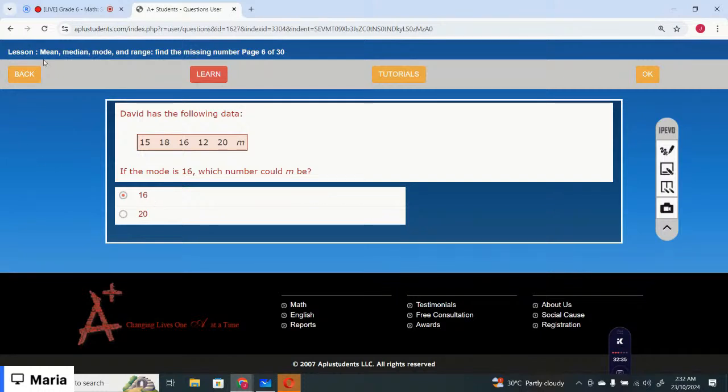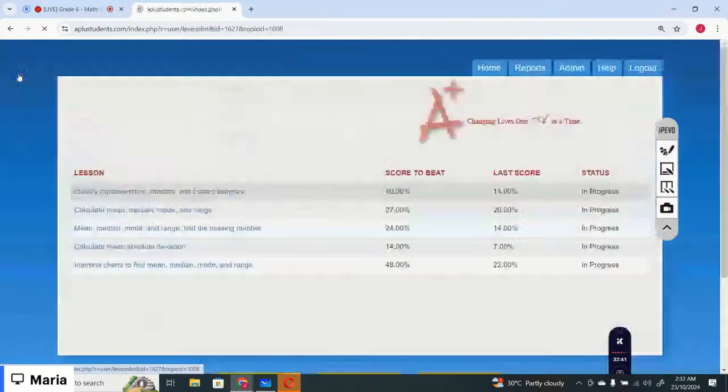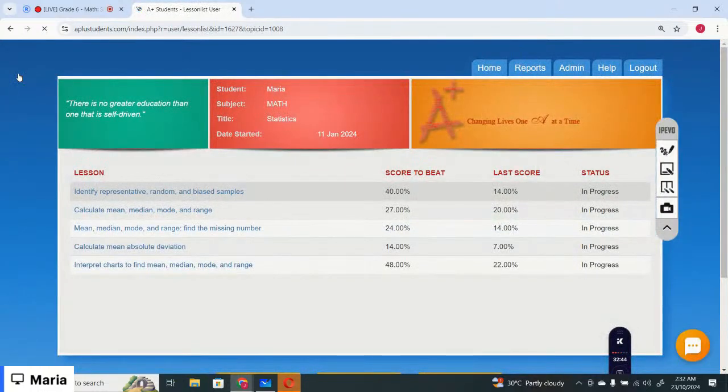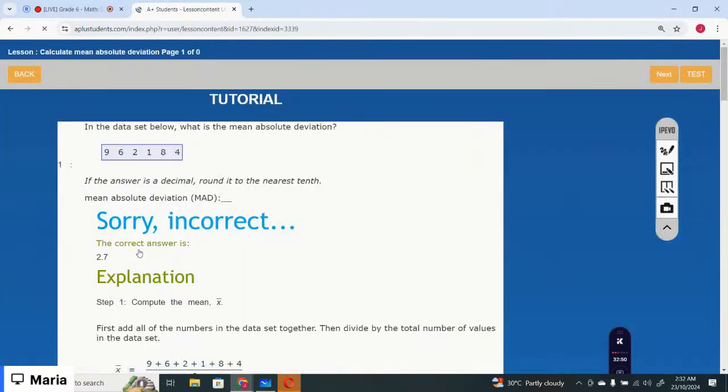Okay, you can complete the lesson by yourself later today. Let's just move on to the next lesson. The next lesson is calculate mean absolute deviation. Let's just start with the lesson.